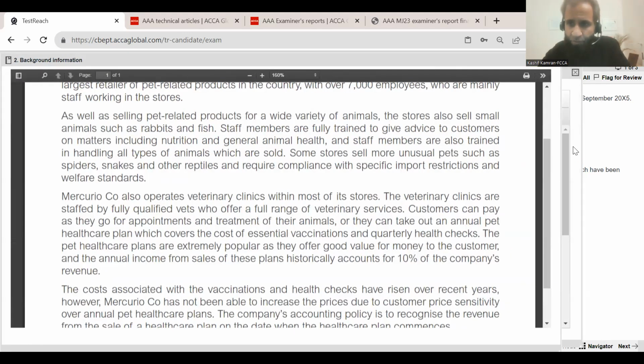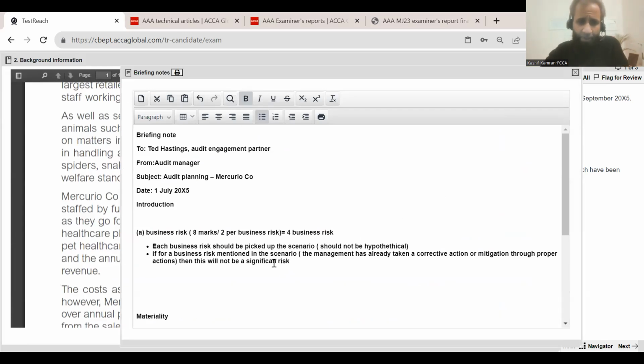Okay, so you go back to the briefing note. Each business risk should be picked up from the scenario, but if a business risk is mentioned in the scenario and the management has already taken a corrective action, then this will not be a significant risk because it has lost its magnitude. Number 3, each business risk should be well developed, like 3 to 4 sentences long. I don't find a business risk of 1 or 2 sentences very well developed. 3 to 4 sentences long is a well-developed risk.